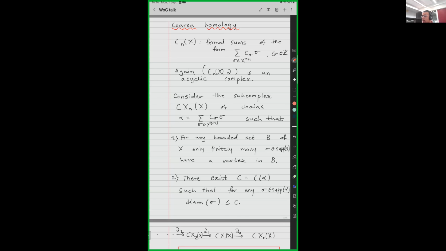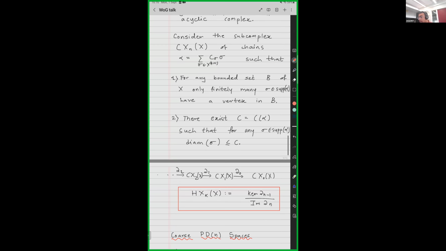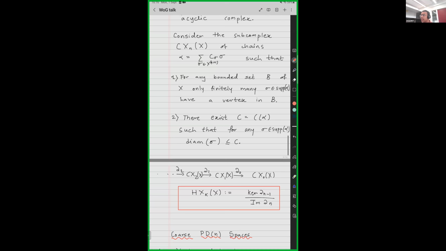So again, in this particular case, we get a chain complex rather than a cochain complex, and the homology of this complex, we call it the coarse homology of X.